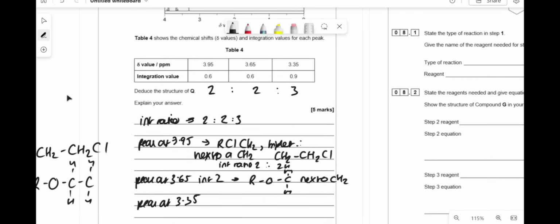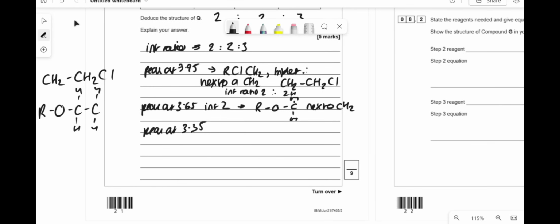So what we now have is we've got 2 pieces. We've got CH2, CH2Cl. That's piece 1. We've got RO, CH2, CH2. Let's look at the last peak. So we've got a peak at 3.35, and that is a singlet. Therefore, there's no adjacent H's. Its integration is 3, so this is going to have 3 hydrogens on it.